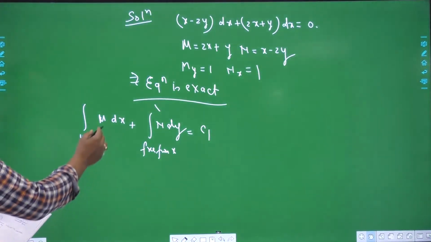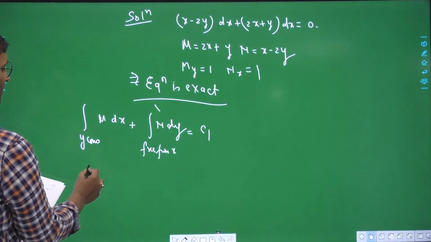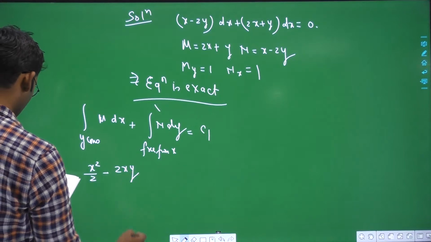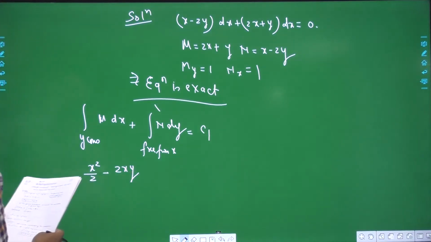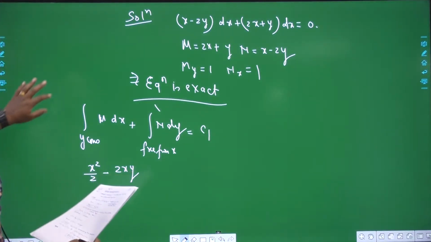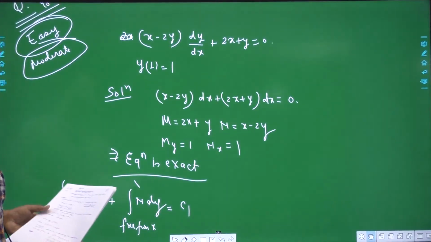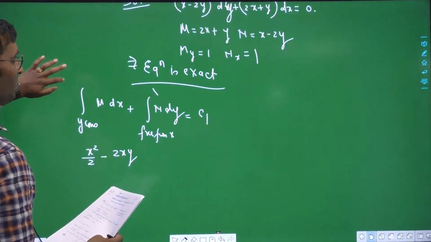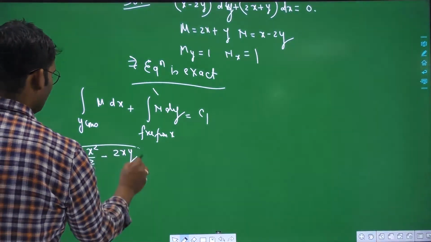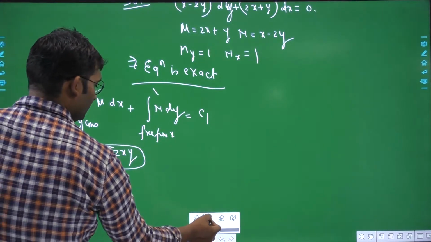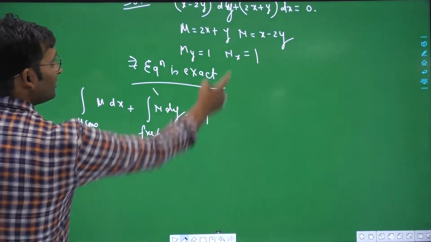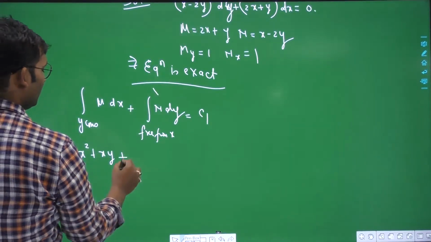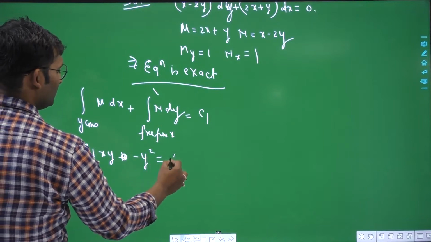So what you are going to get: when you integrate M dx, you get x squared by 2 minus 2xy. I think it is, sorry, M dx plus, sorry, (x minus 2y) dy. Okay, sorry. You can integrate it yourself. What I believe you will get is x squared plus xy, and free from x you will get minus y squared, is equal to c1.